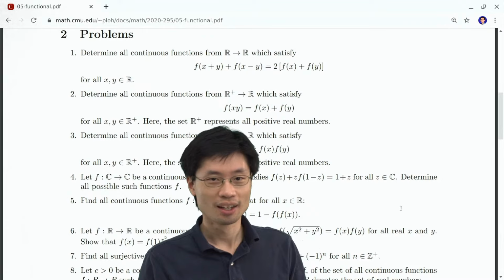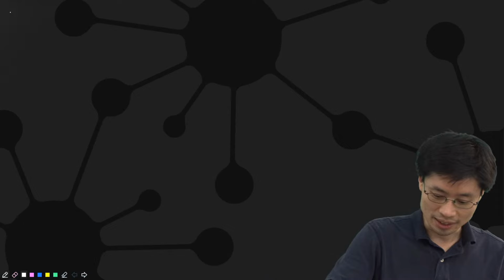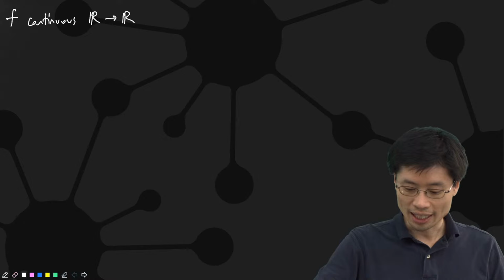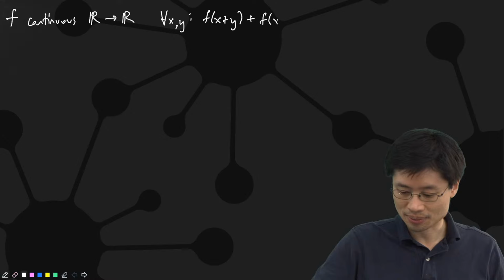I'm going to write the statement again onto the place where I usually do the drawing, so that we don't have to look at this and so that I can keep drawing on top of it. All right, so the question is: all we know about f is that f is continuous, and it goes from real numbers to real numbers, meaning it takes a real number and spits out a real number. And what we know is that for any x and y, if I take f of x plus y and add f of x minus y, then I get double f of x plus f of y.